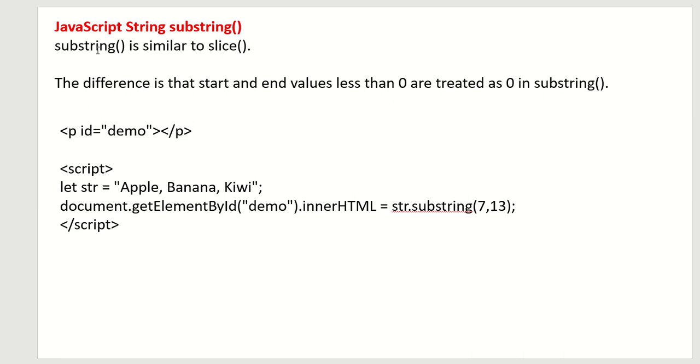Now substring. Substring is similar to your slice function only. The difference is that start and end values less than 0 are treated as 0 in substring. That is only the difference. Start and end values which are less than 0, like minus 1, minus 2, are treated as 0 in substring only.